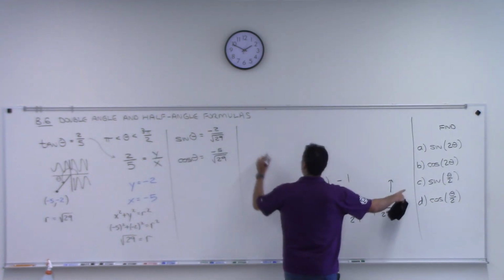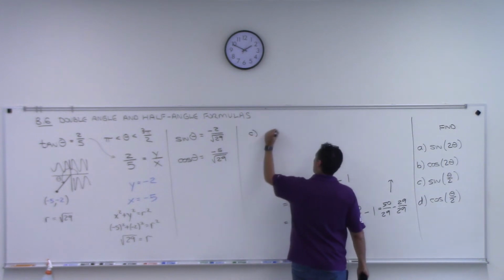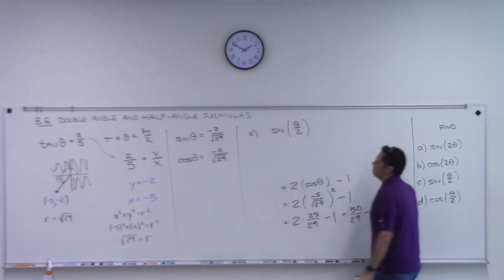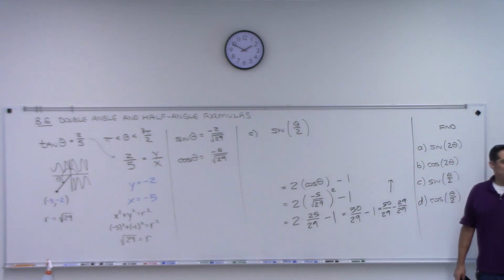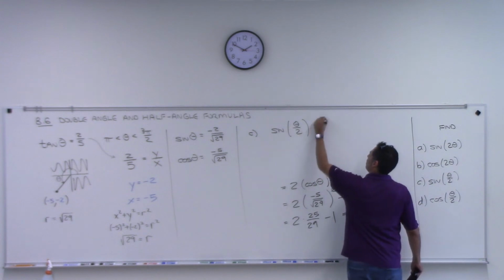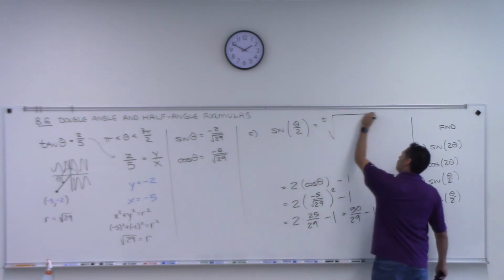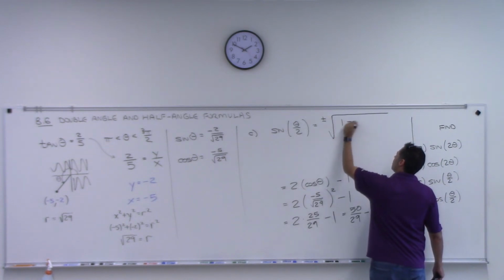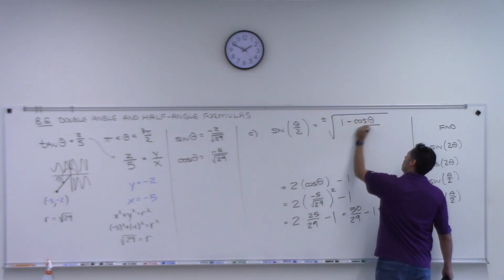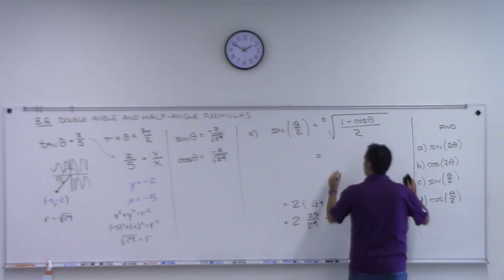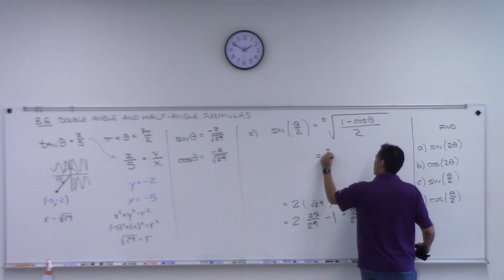Okay, so part C. Sine theta over 2. So I'm going to use the formula plus or minus, right? Plus or minus the square root of 1 minus cosine theta all over 2. And I told you, for the test, just plug it in, right? Plus or minus square root.